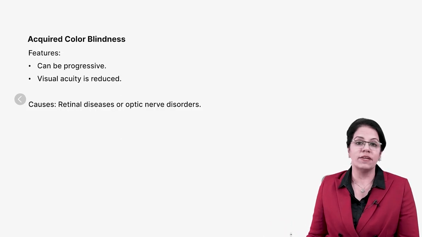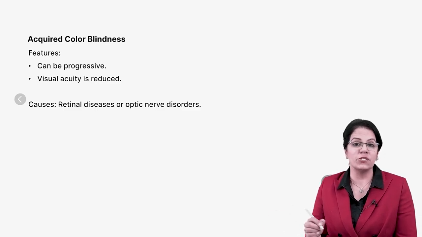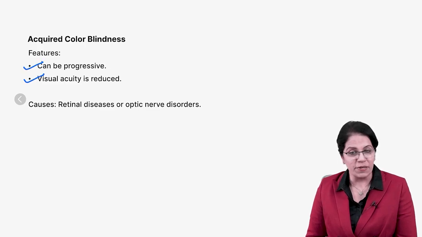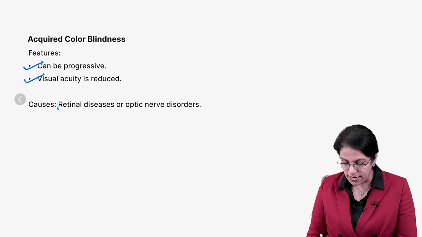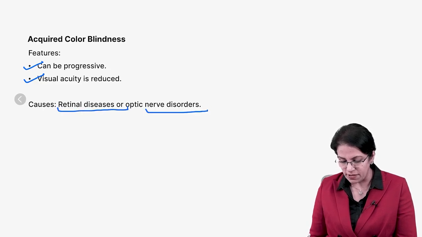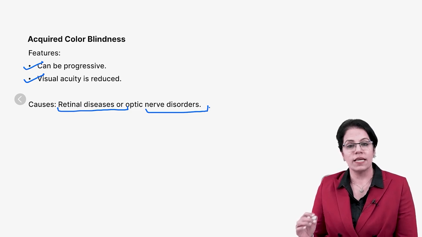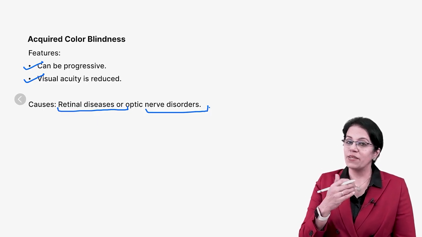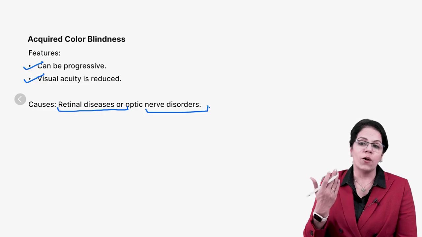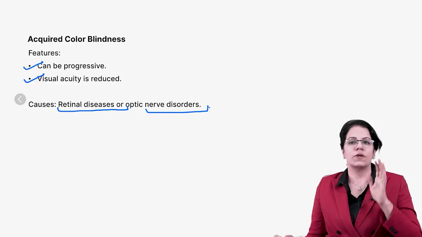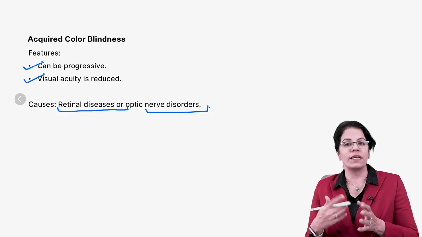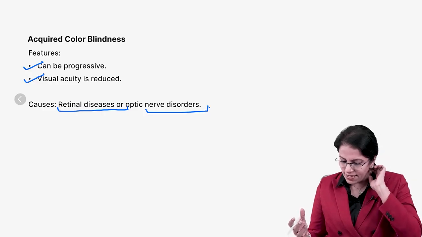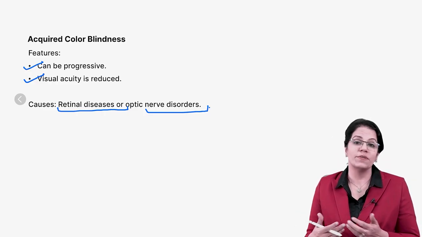Coming to acquired, when you say there is some disease because of which this has happened, it is therefore progressive and visual acuity will be reduced. So when you say acquired, it can either be retinal disease or optic nerve disorders. Are you learning with me? They are the cause of acquired color blindness. So there is no need to mug up. Common sense, if optic nerve disease or retinal disease is there, naturally there has to be diminution of vision.